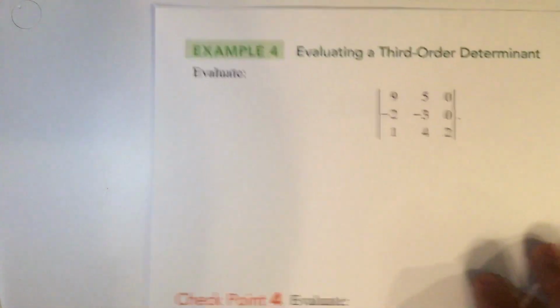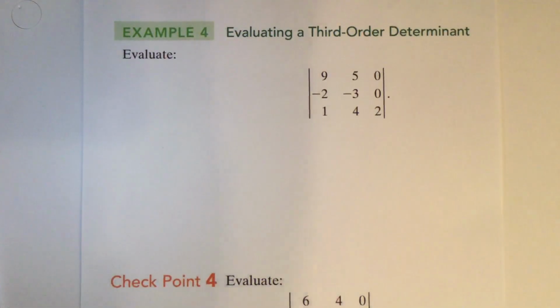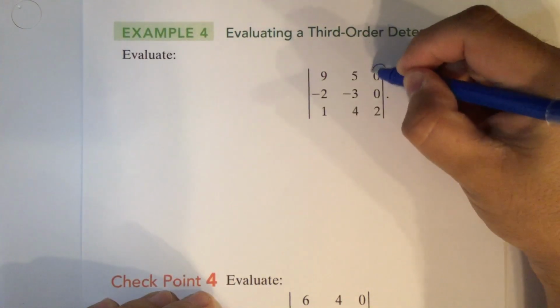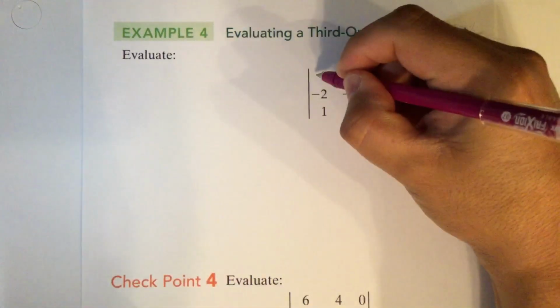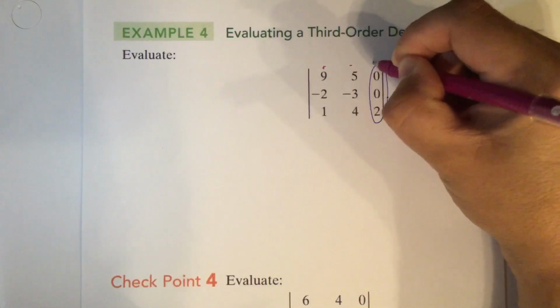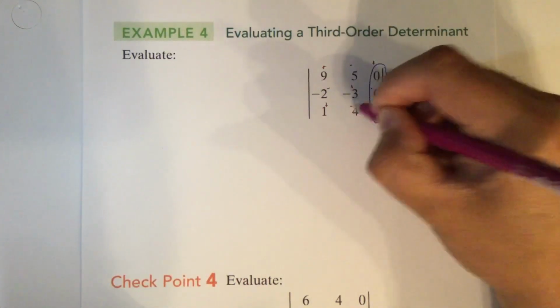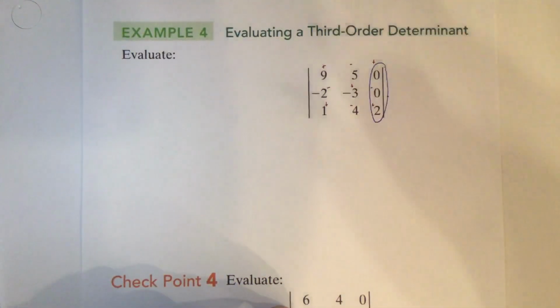Okay, so an example of this, example 4 right here, evaluating a third order determinant, which once again is just a 3x3 matrix. With this here, what I noticed first off is that this column right here has by far the most zeros, okay? So if I think about the pattern, I'll do this here. This would be plus, minus, plus, minus, plus, minus, plus, minus, plus. Okay, so now I can see that this is plus, minus, plus.